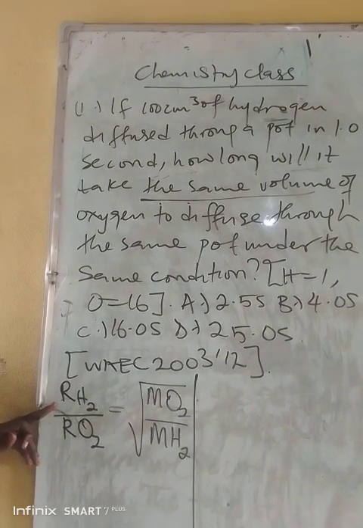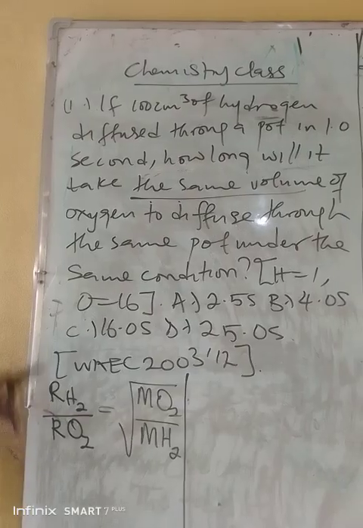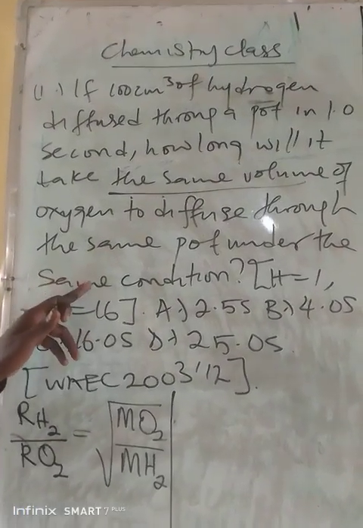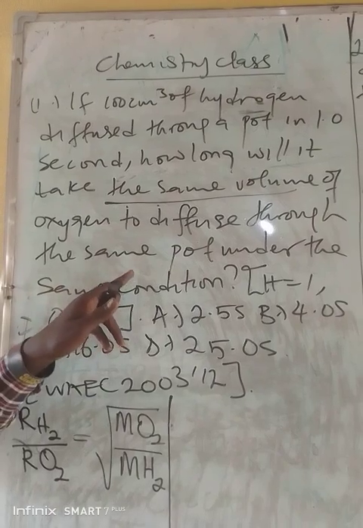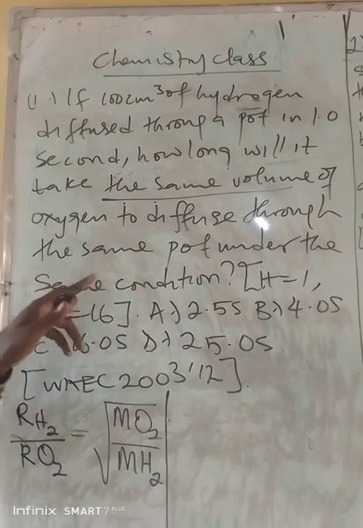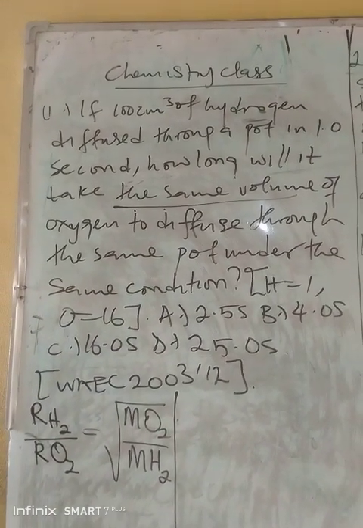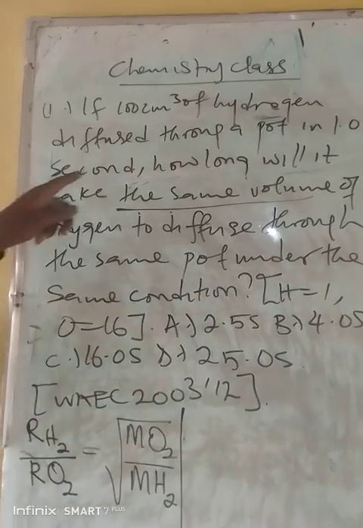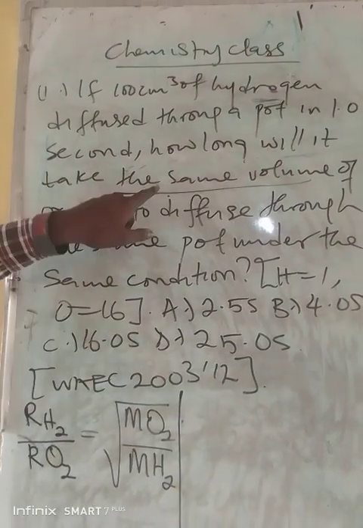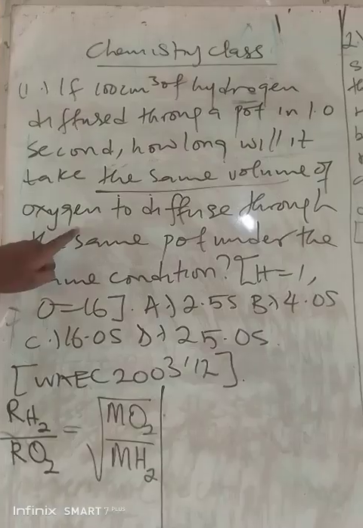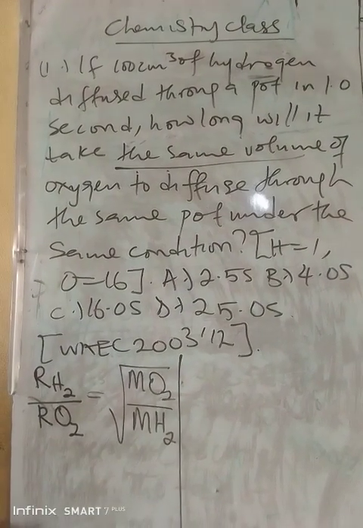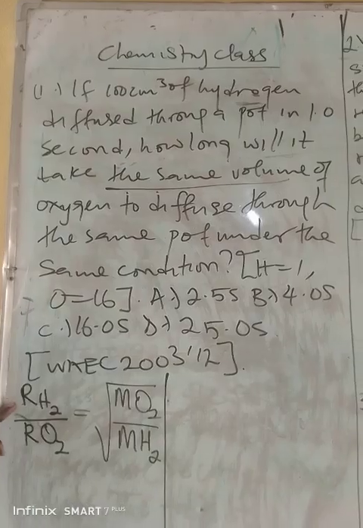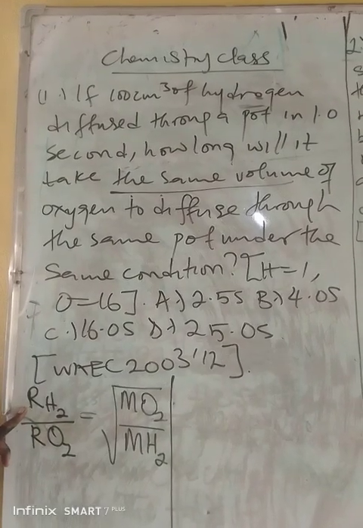We're asked to find how long. How long means what? It means the period it takes, the time. Where is the how long here? How long will it take the same volume of oxygen? We don't know the time for oxygen to diffuse. So we need to convert this rate to the time formula.